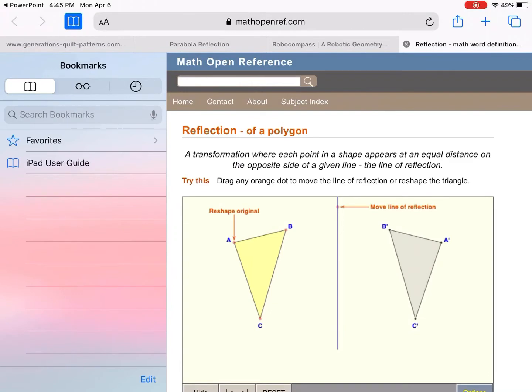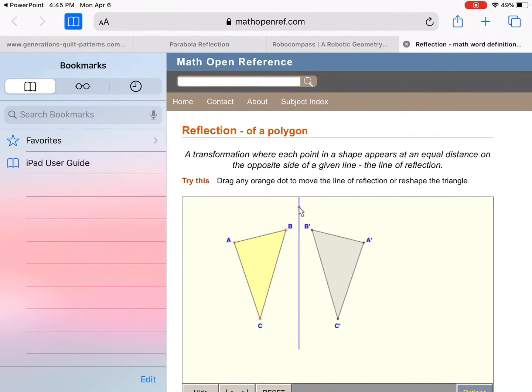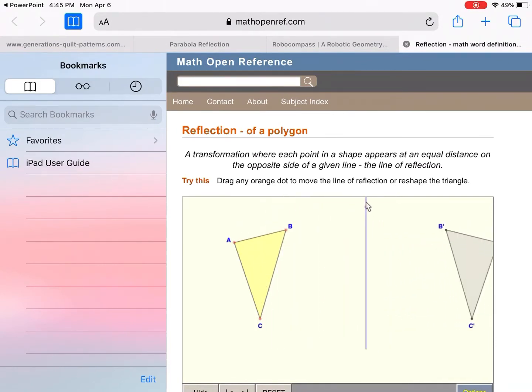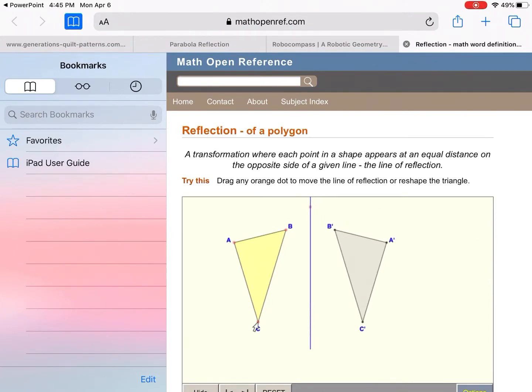I want to show you this little app. This is a line of reflection, and I can grab a hold of it. You can see what happens. I can even overlap, right? That is the line of reflection. I can move these points around and you see what happens. If a point is on the line, it's itself, its image is itself.